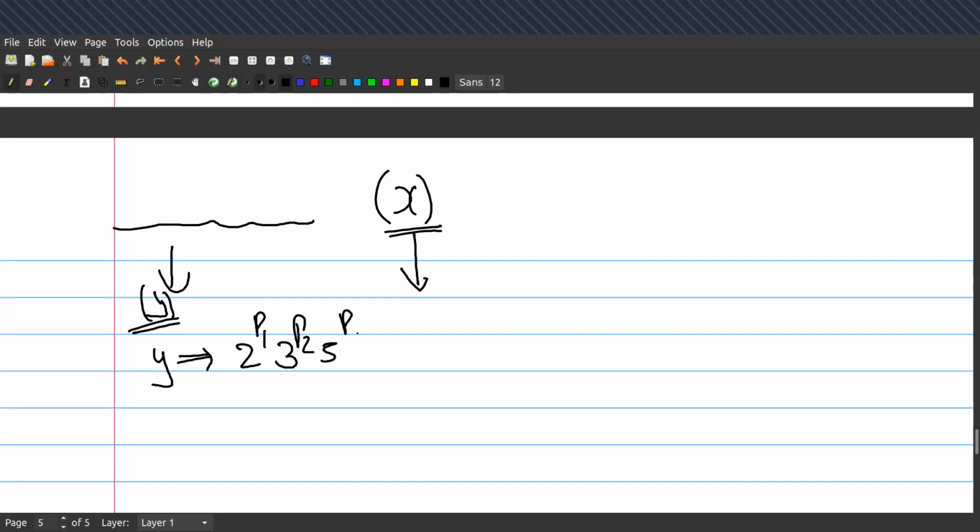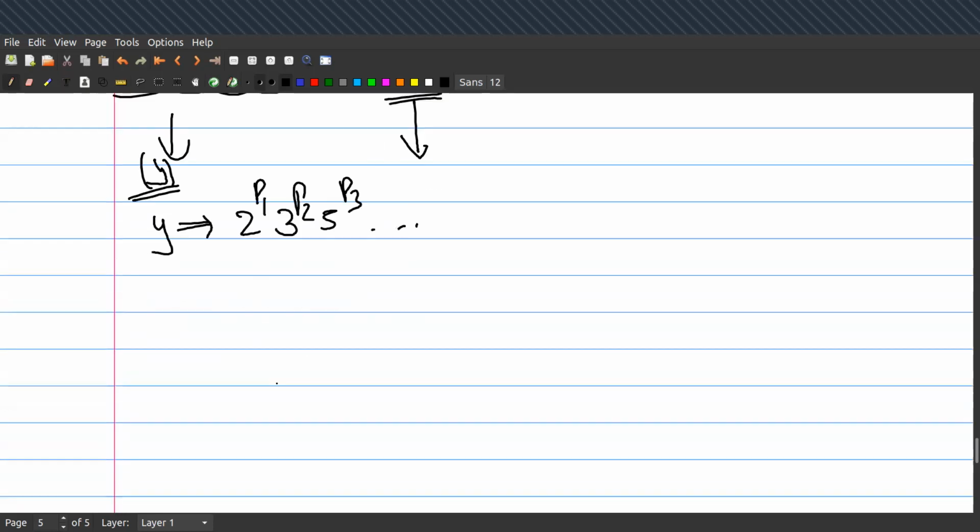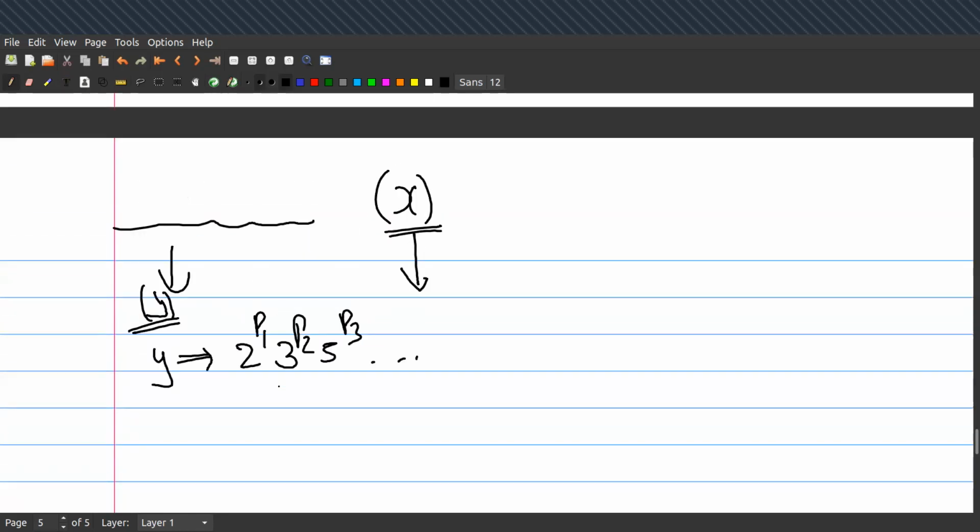So now we have y as 2 to the power p1, 3 to the power p2, 5 to the power p3, and so on. And what we will do is, we will just store the product of all the odd powers. So if p1 was even, we will store it as 2 to the power 0.